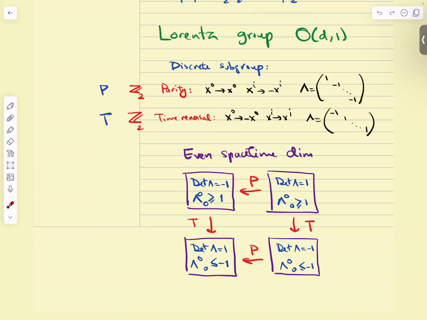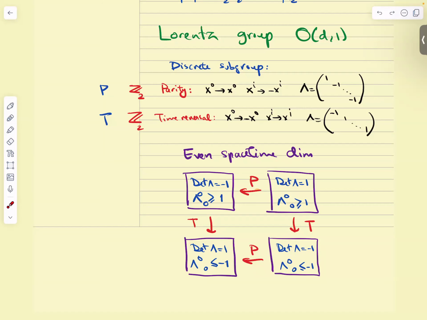Transforming in some representation. Good. So parity and time have to do with going between disconnected parts of the Lorentz group. Now, by now, I've actually been using the word Lorentz group as O(D,1), SO(D,1).